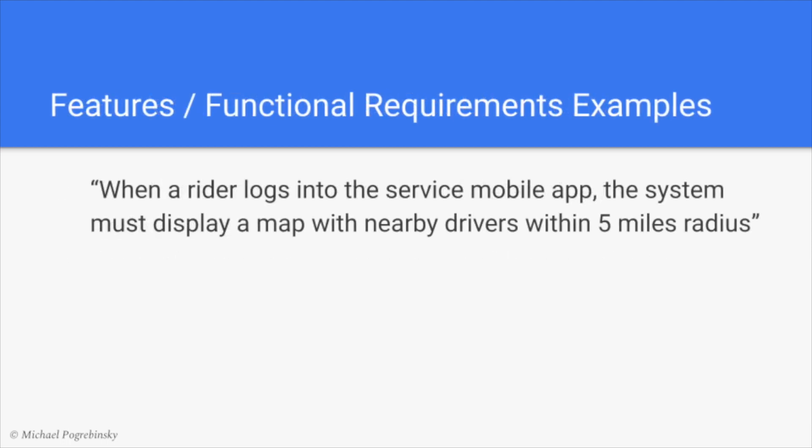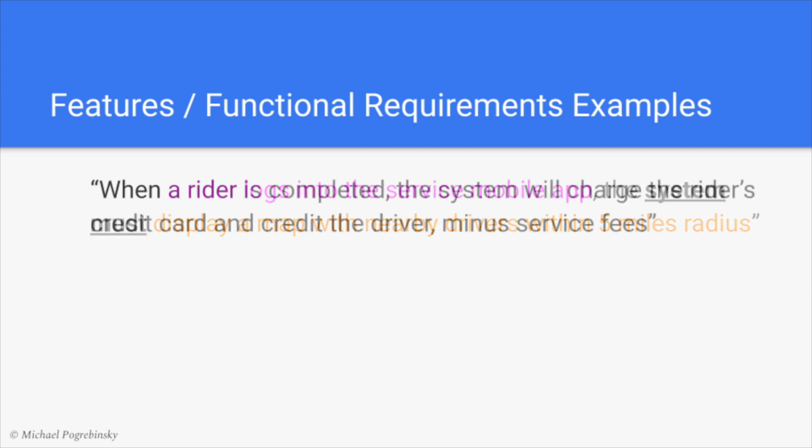Now, let's look at a few examples of features or functional requirements in our hitchhiking service example. One functional requirement can be as follows. When a rider logs into our mobile app, the system must display a map with nearby drivers within 5 miles radius. Here, the input to our system is the user's login action, and the output is the view of a map with nearby drivers. Let's take another example.